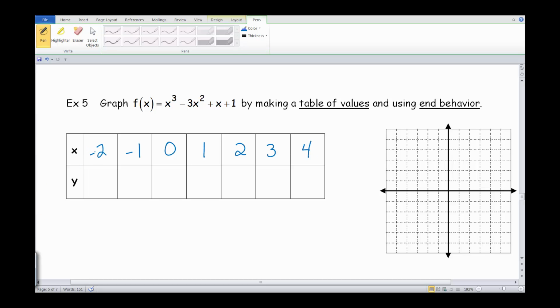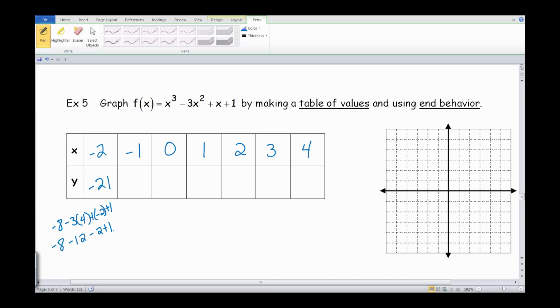Now, if we throw in negative 2, we end up with negative 2 cubed, which gives us negative 8. So negative 8 minus 3 times negative 2 squared, which gives us positive 4, plus negative 2 plus 1. We end up then with negative 8 minus 12 minus 2 plus 1. So negative 20, negative 22, negative 21. We throw negative 2 in there.